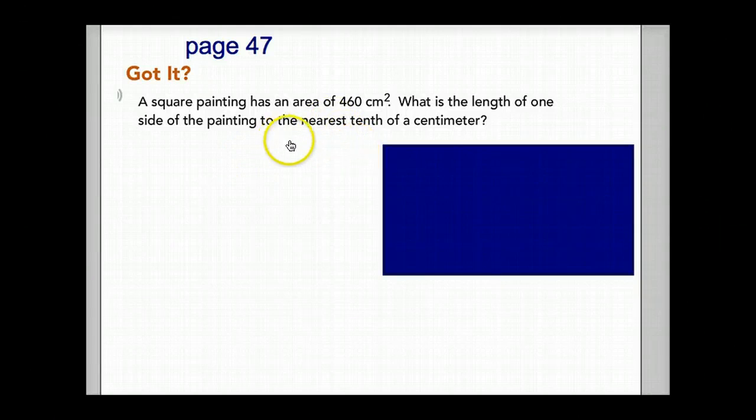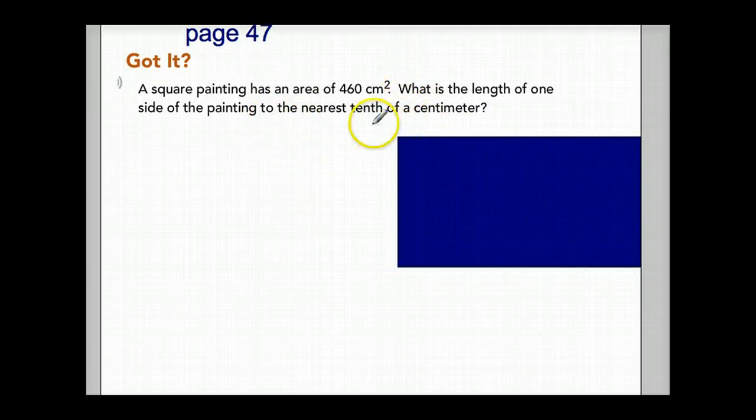What is the length of one side of the painting to the nearest tenth of a centimeter? Well, a couple of things for this problem first. We're not going to have you get the nearest tenth of a centimeter. We're just going to have you tell me which two numbers could be the length of the side, in between which two numbers. And that'll make more sense in a minute.